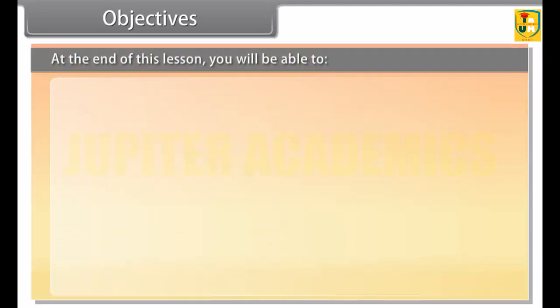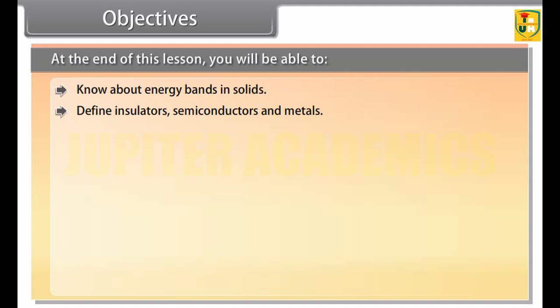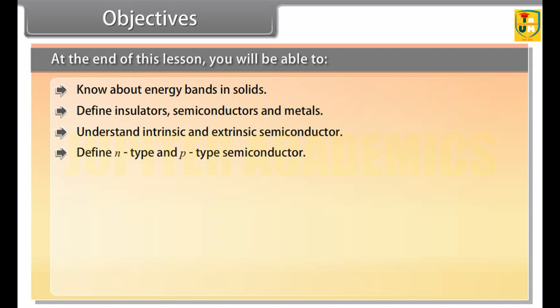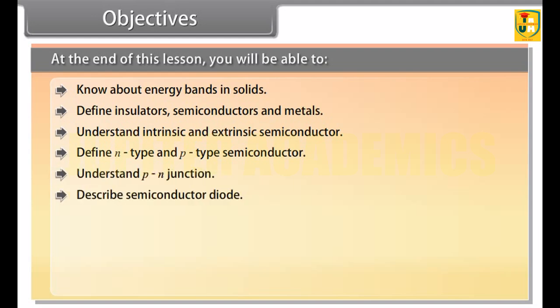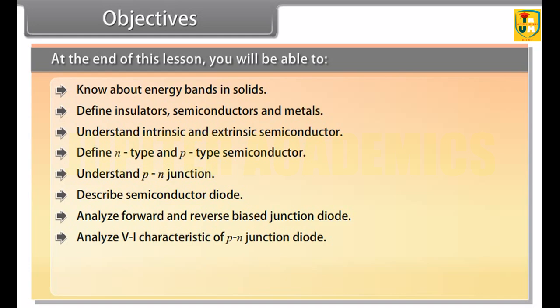At the end of this lesson, you will be able to know about energy bands in solids, define insulators, semiconductors and metals, understand intrinsic and extrinsic semiconductor, define N-type and P-type semiconductor, understand P-N junction, describe semiconductor diode, analyze forward and reverse biased junction diode, analyze VI characteristic of P-N junction diode, define rectifier, and explain Zener diode.